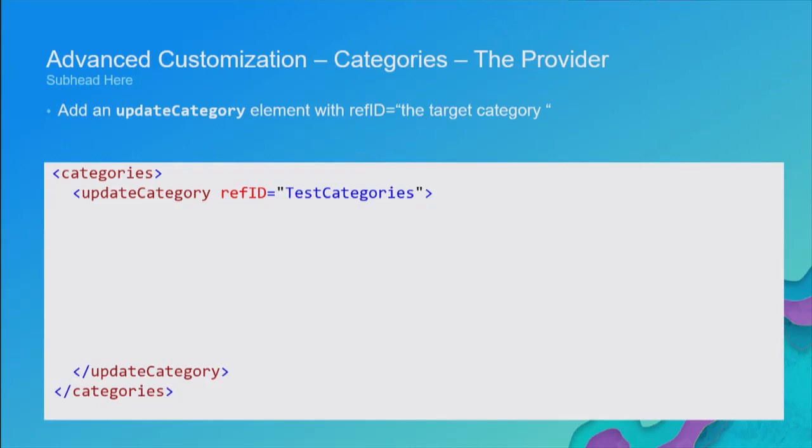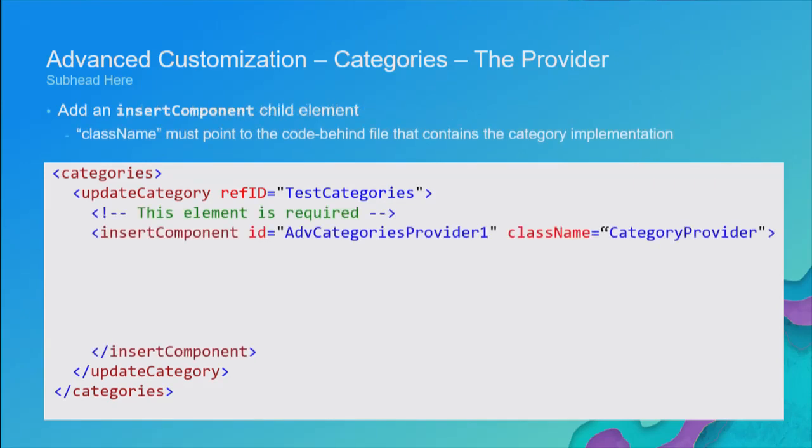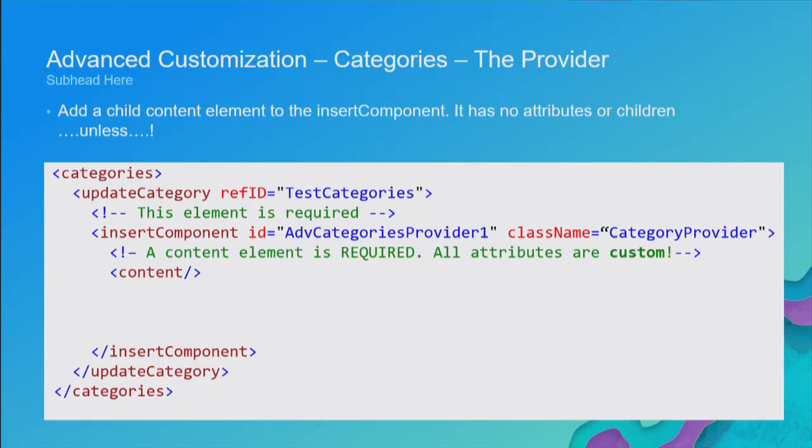Okay, another little code by PowerPoint exercise. So I'm the component provider. How do I register in a category? I add update category, and the category ID I want to update, test categories. I have to insert component. Insert component, I give it an ID, and then the class name attribute points to the code behind that implements that component. I must have a content child element. That is required. So that's the minimum.